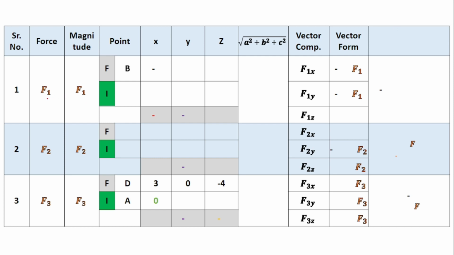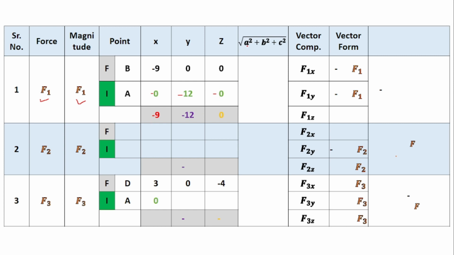The first force is F1. The magnitude is not given directly, so you can assume the magnitude is equal to F1. For the F1 force, the final point is B and the initial point is A, already discussed in the previous slide. So this F1 is nothing but FAB. The coordinates of point B are x equals -9, y equals 0 and z equals 0. And for point A, it is 0, 12, 0. -9 minus 0, the answer is -9. 0 minus 12, the answer is -12. 0 minus 0, the answer is 0. This is how you can calculate the values.